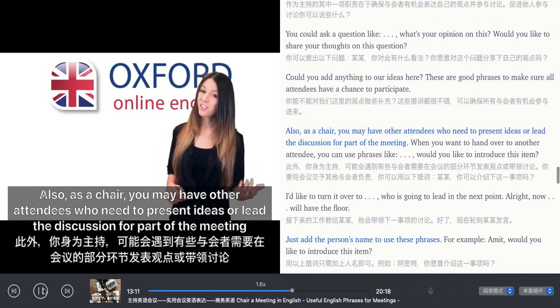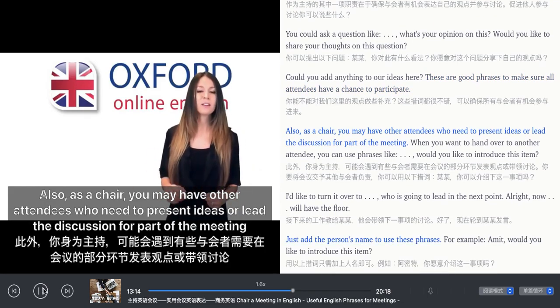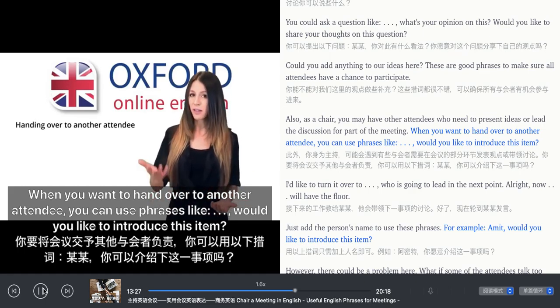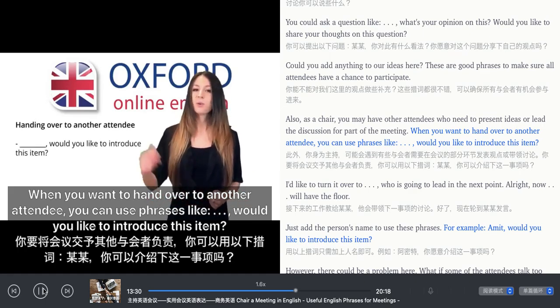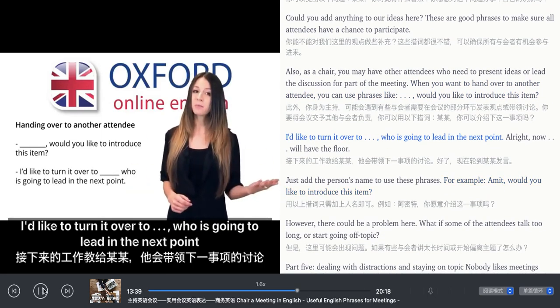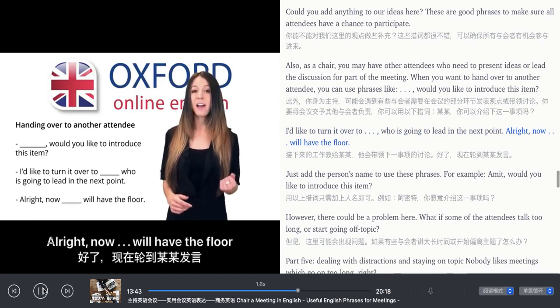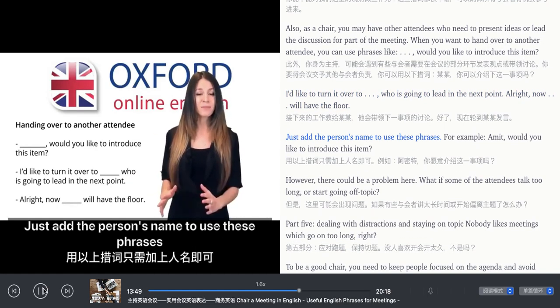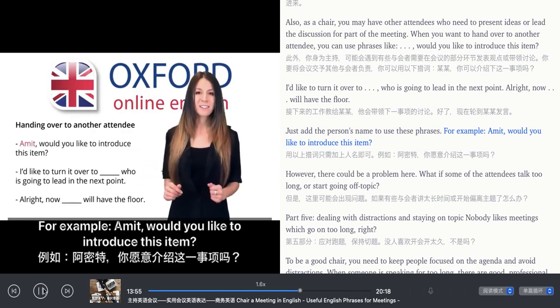Also, as a chair, you may have other attendees who need to present ideas or lead the discussion for part of the meeting. When you want to hand over to another attendee, you can use phrases like, would you like to introduce this item? I'd like to turn it over to who is going to lead in the next point. All right, now we'll have the floor. Just add the person's name to use these phrases. For example, Amit, would you like to introduce this item?